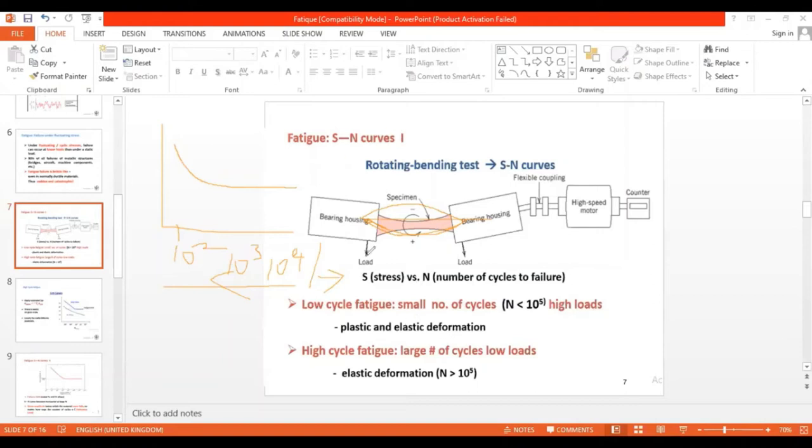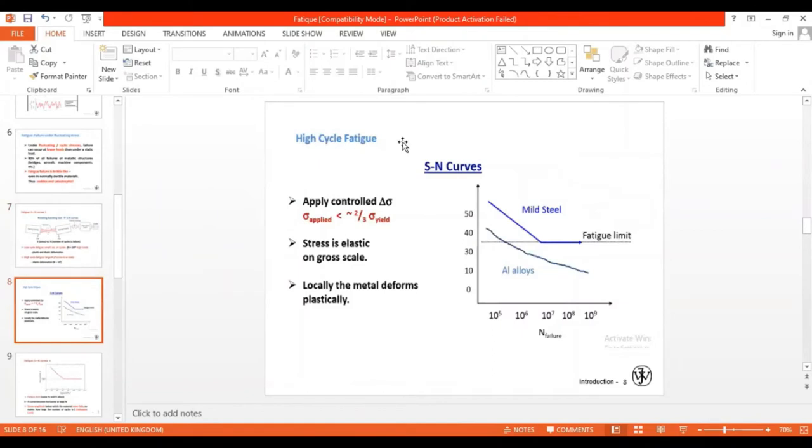So this is how we draw the SN curve based on observations of the material, right? For high cycle failure, you see 10 to the power 5, 6, 7, 8, and 9. I told you high cycle fatigue is usually above 10 to the power 5, so that's why this graph starts from 10 to the power 5. There are two samples shown, one is mild steel and the other is aluminium alloy. The number of cycles for both is the same, 10 to the power 5, 6, 7, 8 and 9.